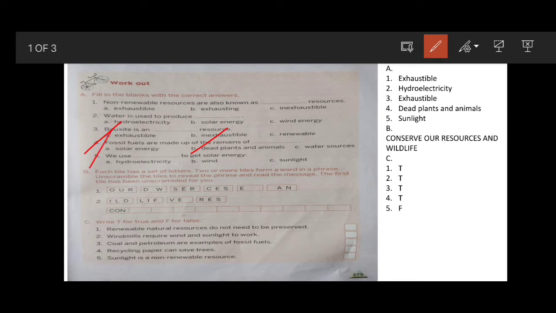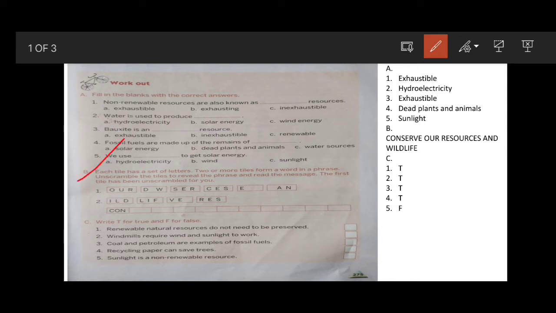Question number 5. We use dash to get solar energy. Options are hydroelectricity, wind, sunlight. We use sunlight. The answer is option C, sunlight to get solar energy. Next.